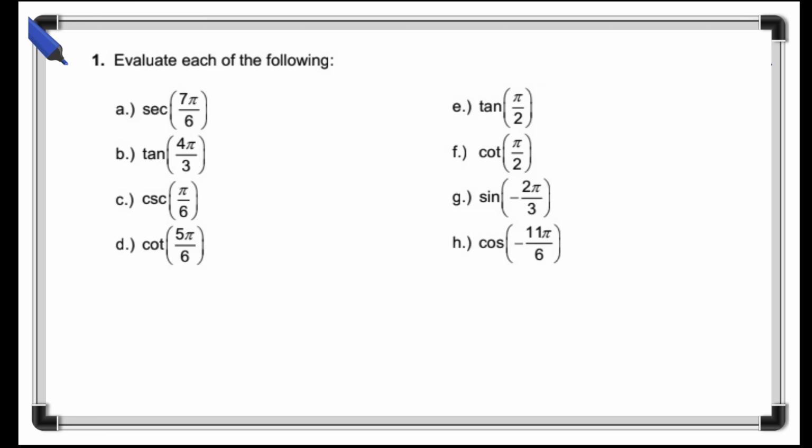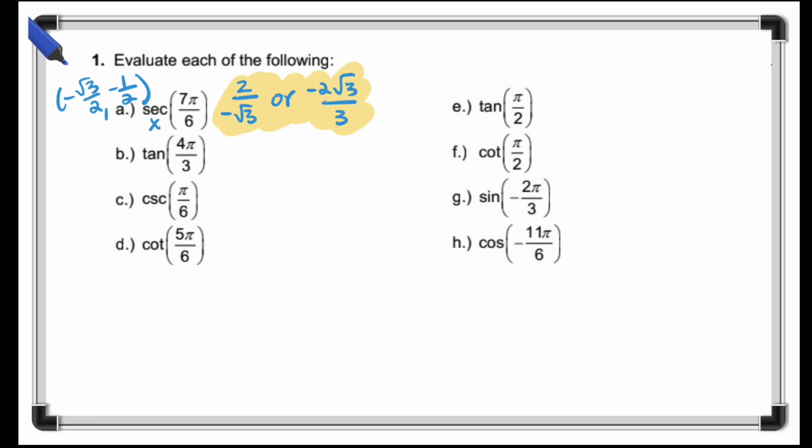At 7 pi over 6, we know that our terminal point is negative root 3 over 2, comma, negative 1/2. When we are trying to find secant, secant is the reciprocal of cosine, which is our x values. So I'm going to take my x values and write the reciprocal of it, or you can also rationalize and give both answers.